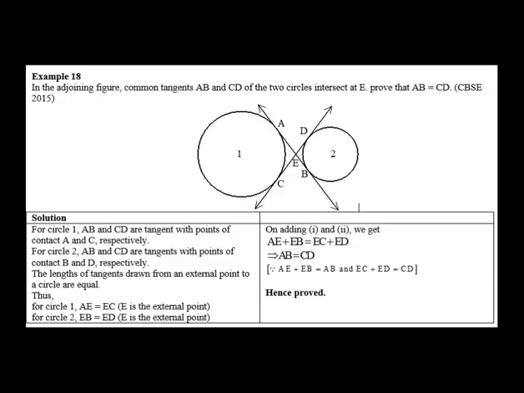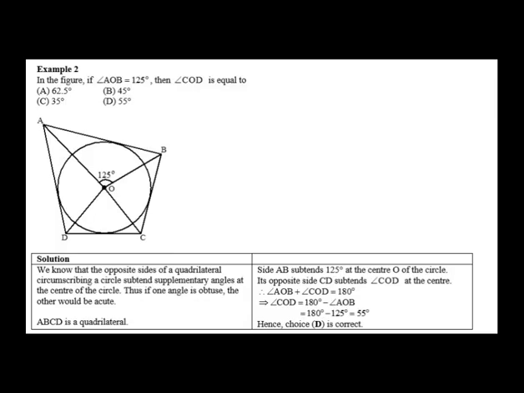Mark this as equation 2. On adding 1 and 2, we get AE plus EB is equal to EC plus ED, which implies AB is equal to CD, because AE plus EB is equal to AB and EC plus ED is equal to CD. Hence proved.